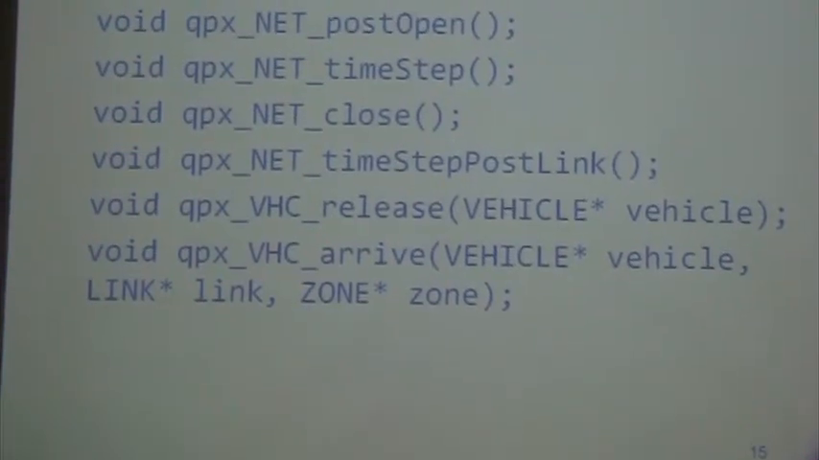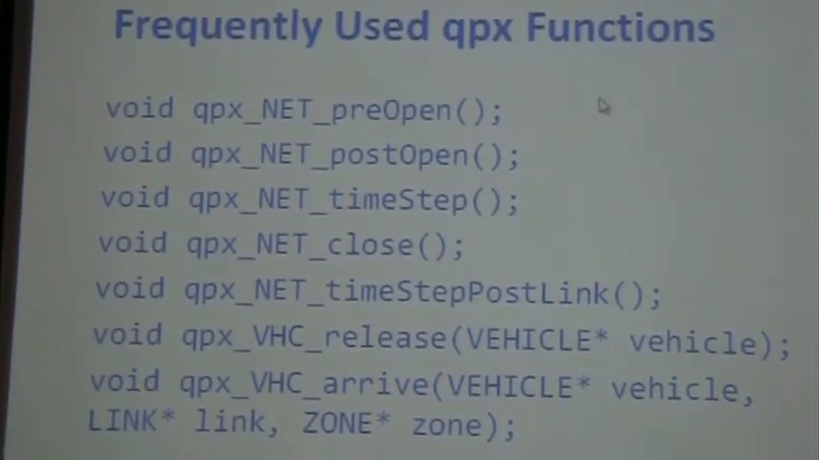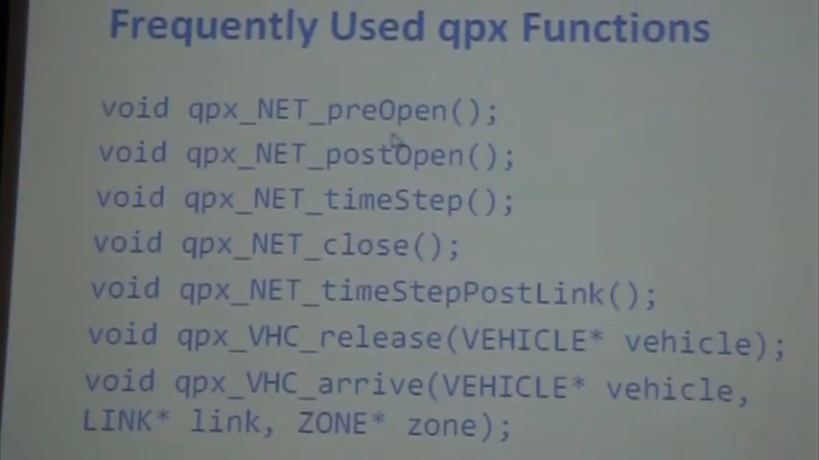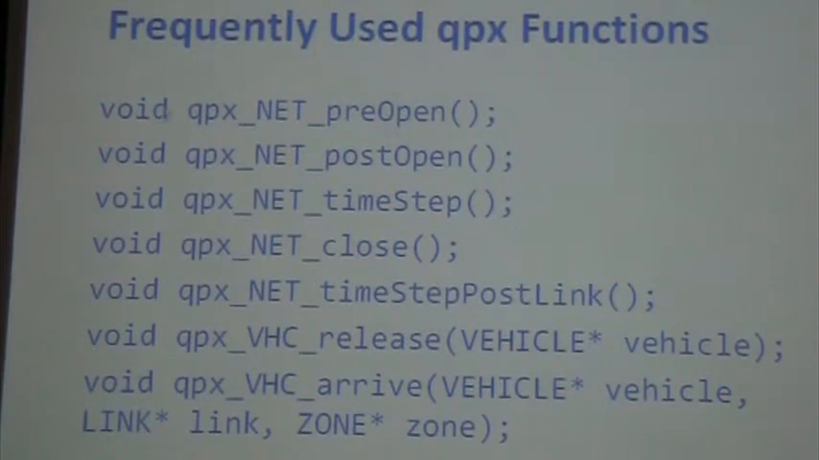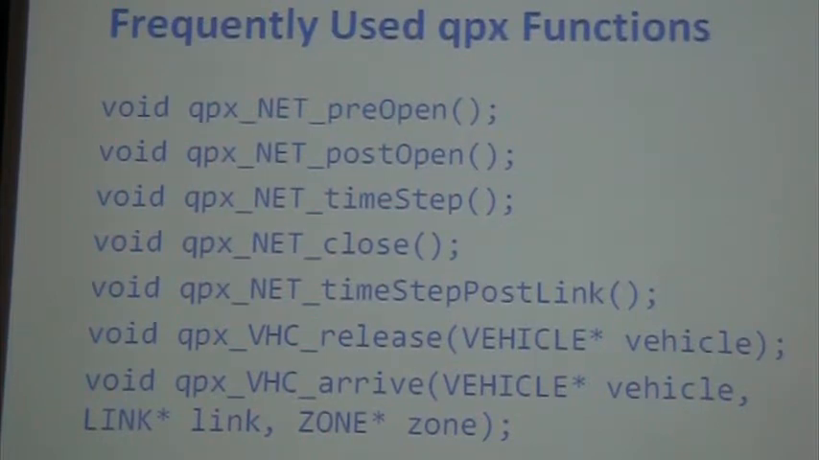Now, the frequently used QPX functions, I listed them here. They are very similar to the MSUM functions. This is pre-open. Let's read the name. QPX pre-open is an event of the network when the network is pre-opened, which means before the network is opened. So when Paramex loads the network, before it loads the network, it will execute this pre-open function. And after the network is loaded, it will execute the post-open function.